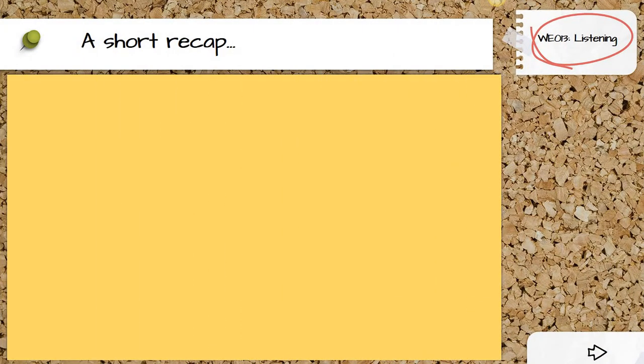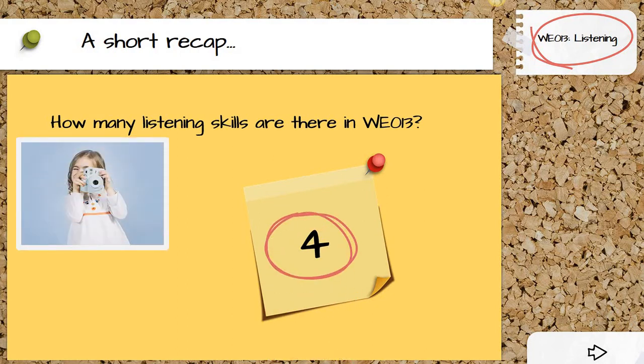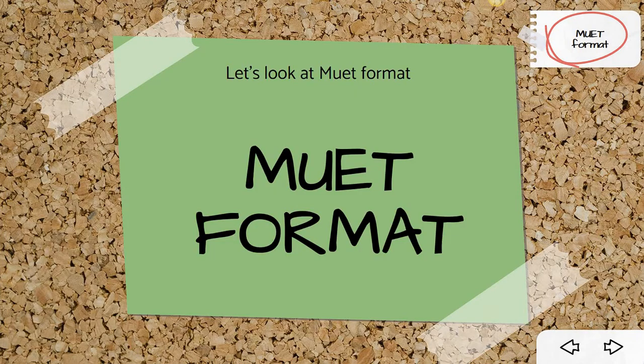Now, a short recap. A very simple question for you. How many listening skills are there in WE013? 1, 2, 3. Yes, you got it right. There are 4 listening skills in WE013. Well done. I hope that you are familiar with all the listening skills in WE013. Now let's move to MUET format.